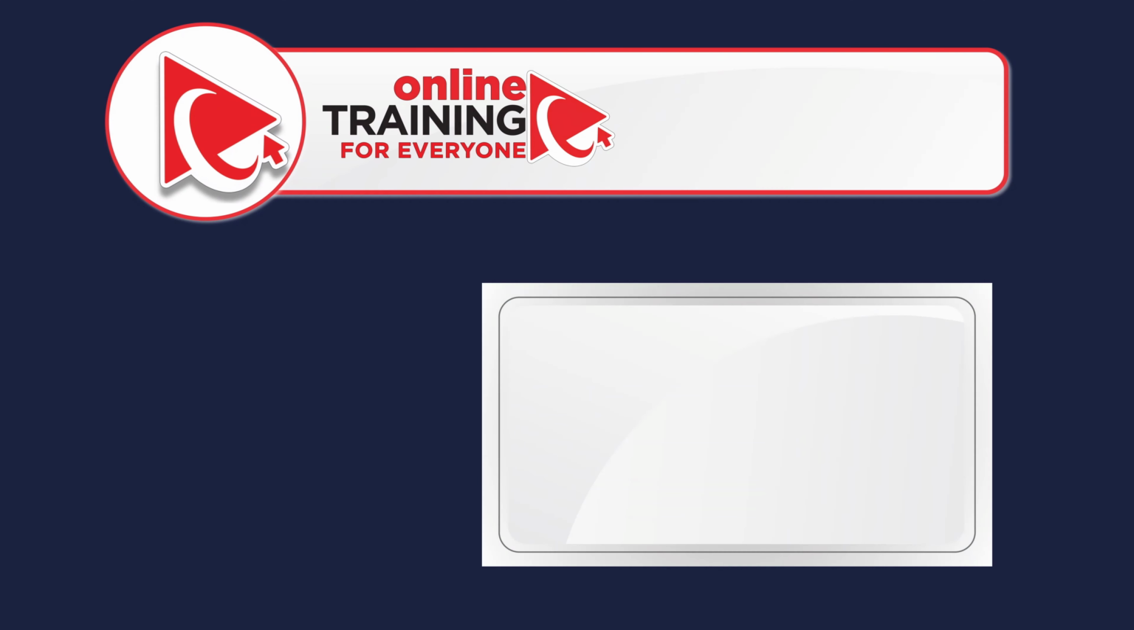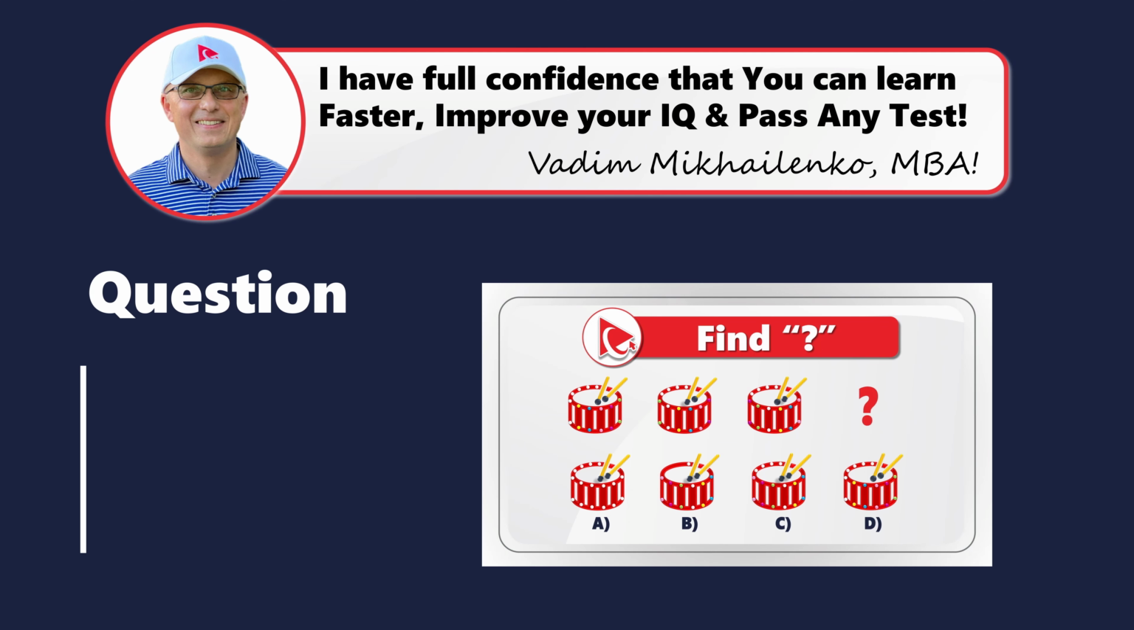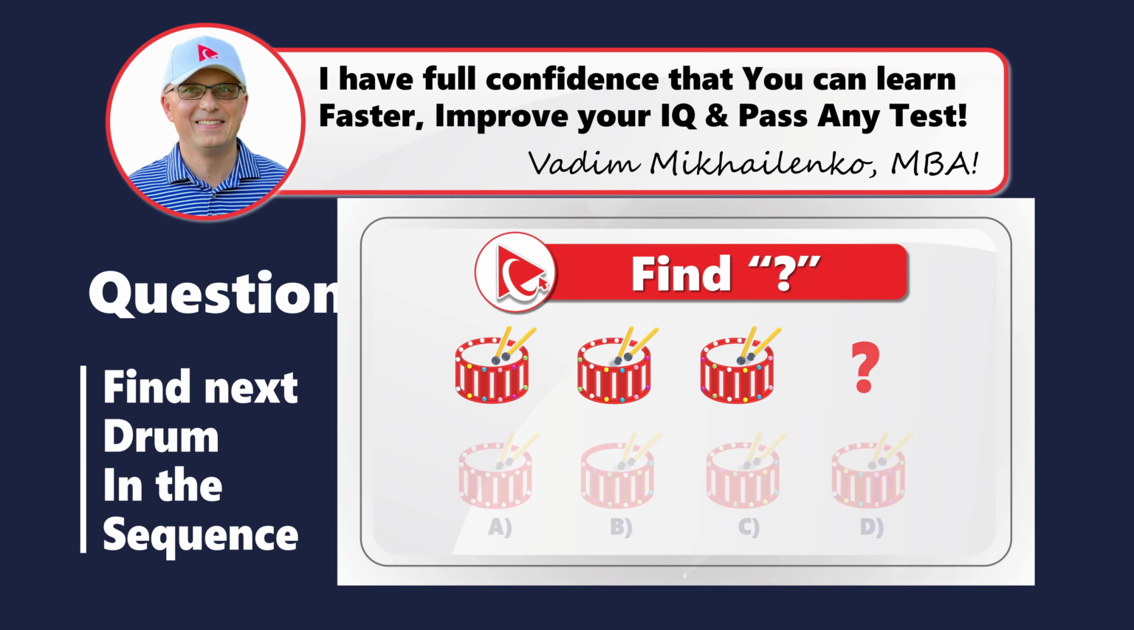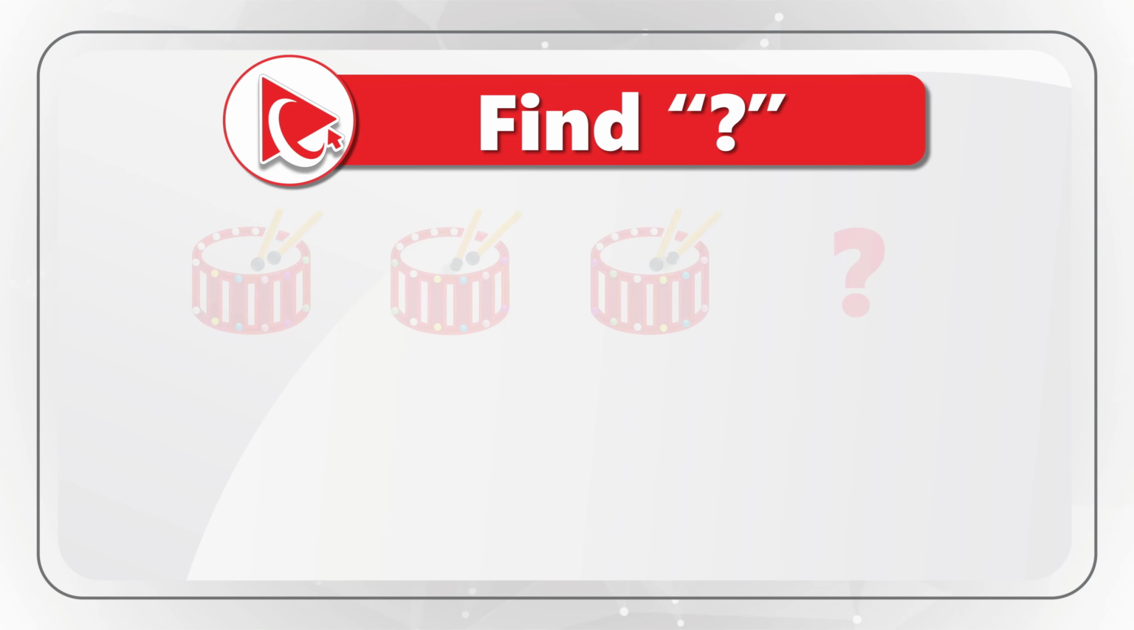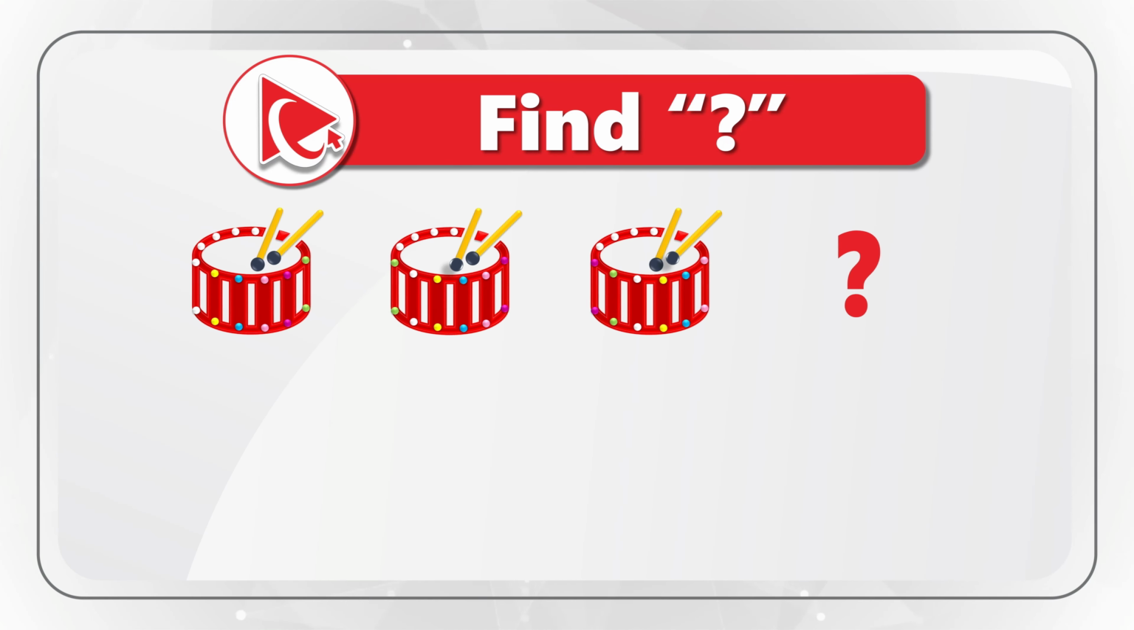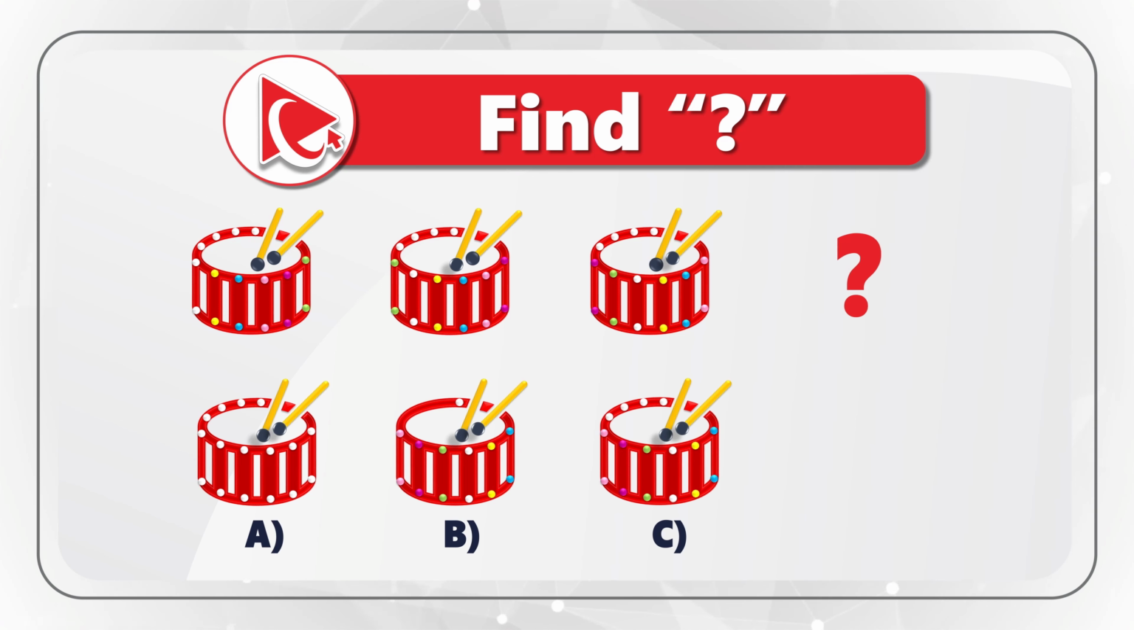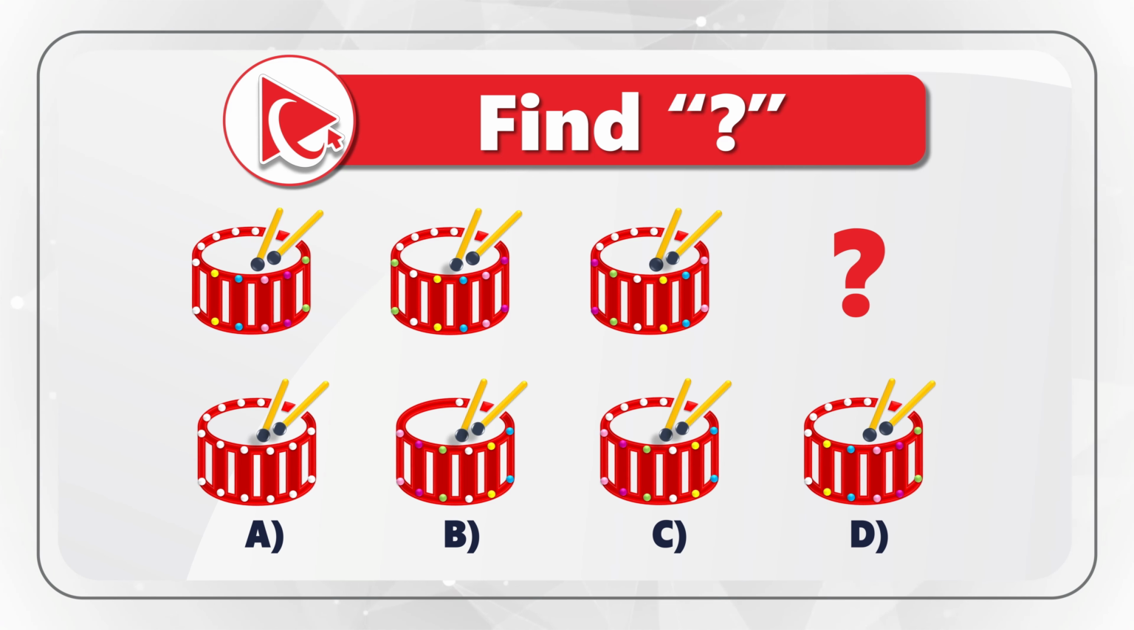Here's the very interesting drum problem, which I have full confidence that you will solve very quickly. You're presented with 3 drums, and the next drum in the sequence is missing. You need to select the next drum out of 4 possible choices. Choices A, B, C, and D. Take a close look to see if you can come up with the answer.